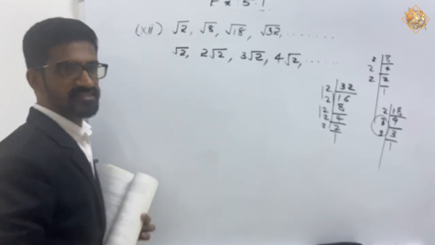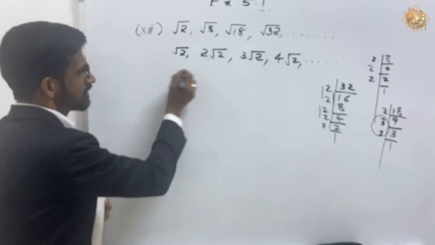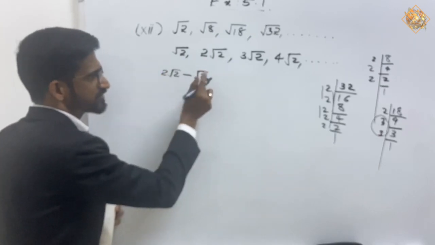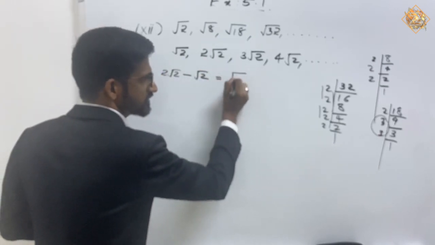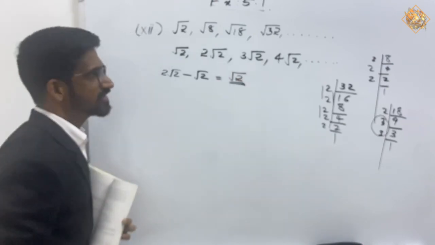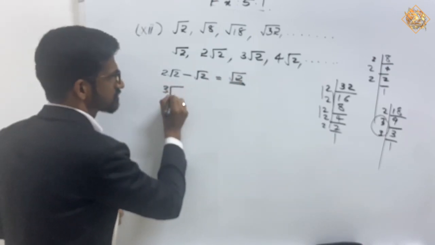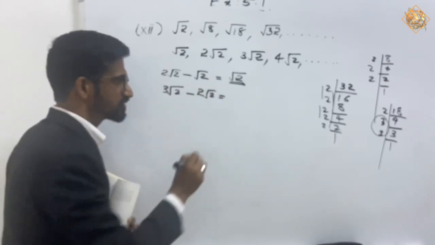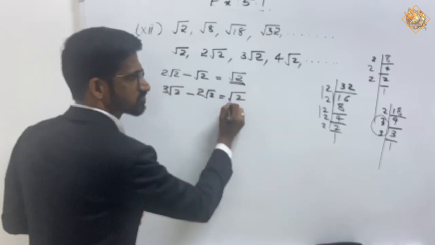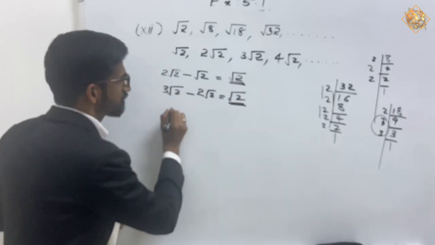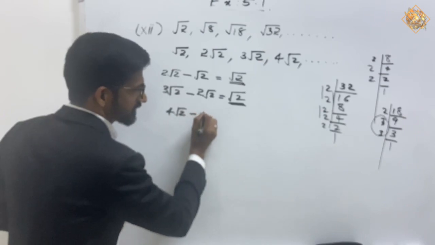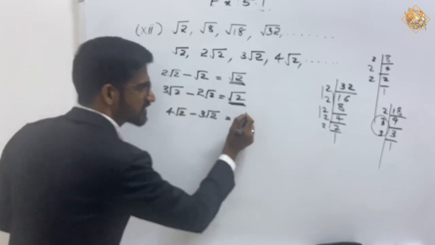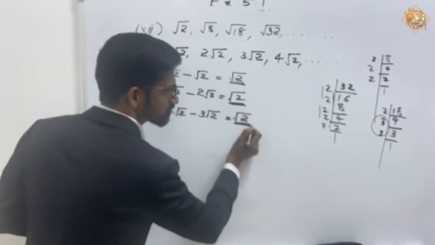Here we need to check whether this list of numbers forms an AP. For that, as usual, from the second term we will subtract the first term. 2 root 2 minus root 2, that is what? 1 root 2, isn't it? Now from the third term, we will subtract the second term. 3 root 2 minus root 2, that is what? Again root 2. From the fourth term, 4 root 2, we will subtract the third term, 3 root 2. 4 root 2 minus 3 root 2, that is 1 root 2, that is root 2.